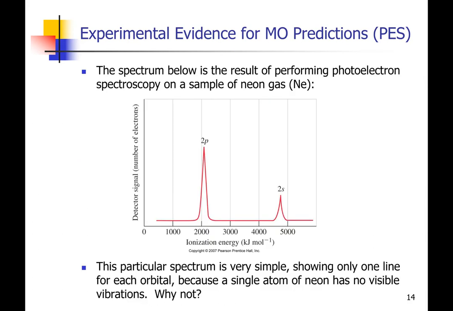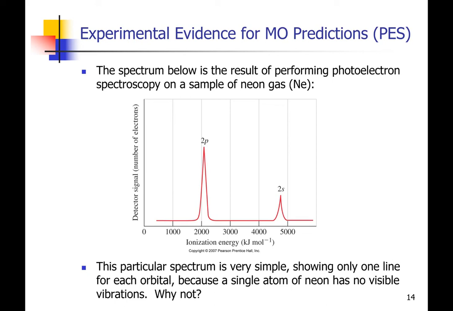What you get out of that instrument is something that might look like this. Now, this is the result that you would get from analyzing a sample of neon gas. Neon is, of course, an atom. It's not a molecule, meaning it has no vibrational energy levels, because if you only have one atom, there's nothing for it to vibrate against. So this is going to be a much cleaner spectrum than every other spectrum you see, having only one line for each energy level. But I think it's still instructive.